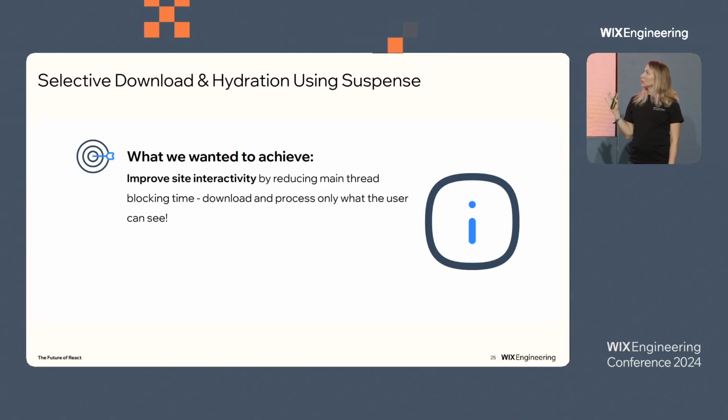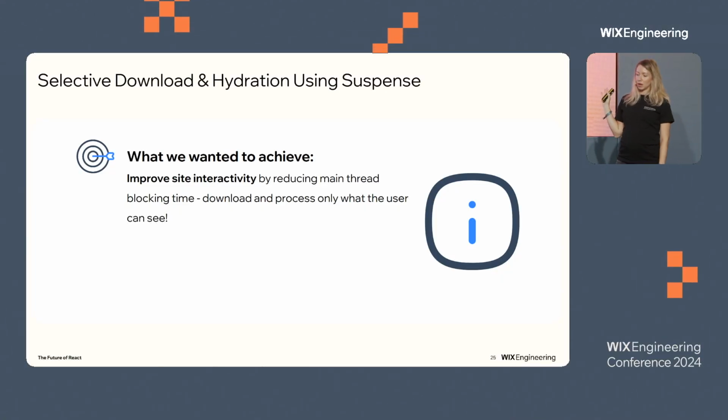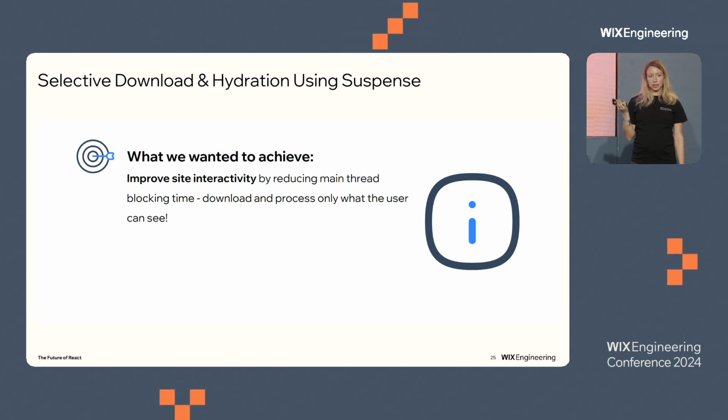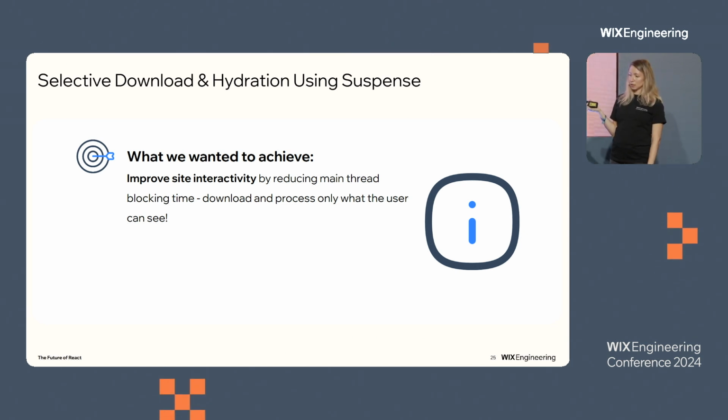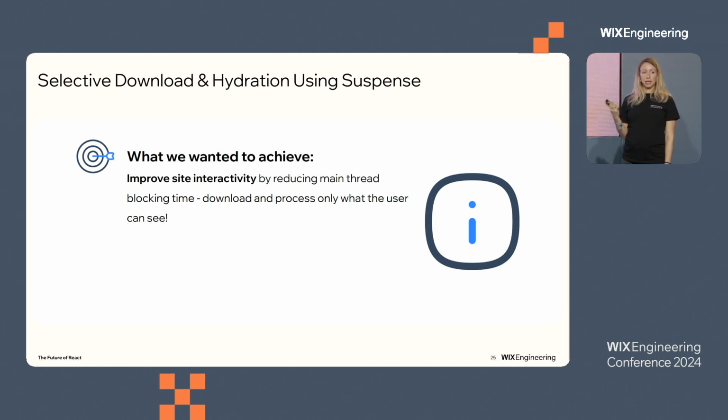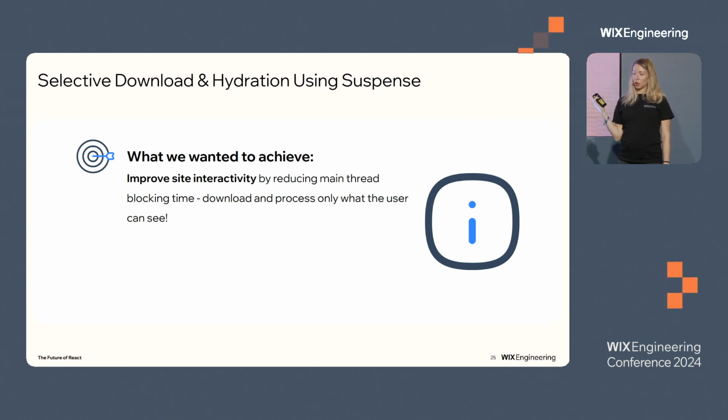So let's see how it is all connected. Selective download and hydration using Suspense. Our goal is to improve site interactivity. The user can't interact with components he cannot see. So by avoiding download and hydration of components that are outside the viewport, we can reduce the main thread work and give the user a better experience.